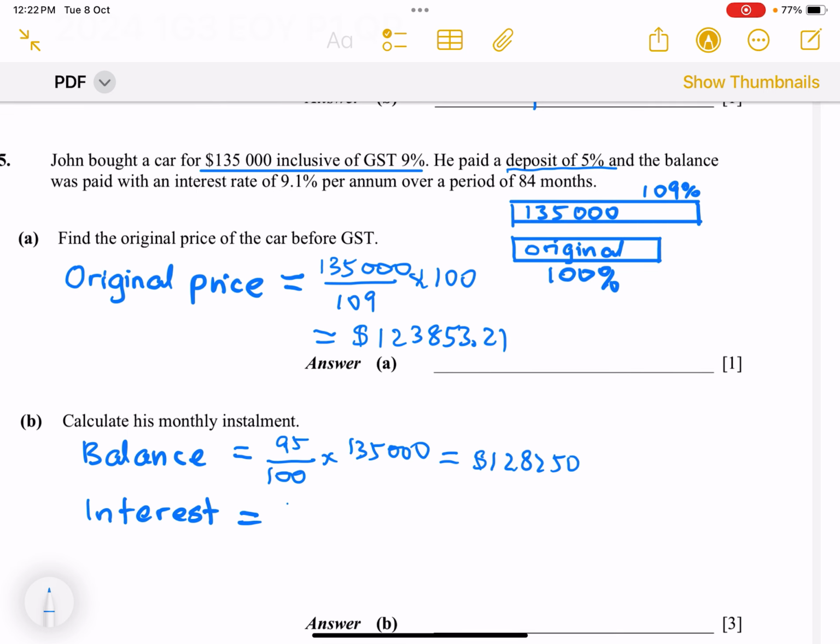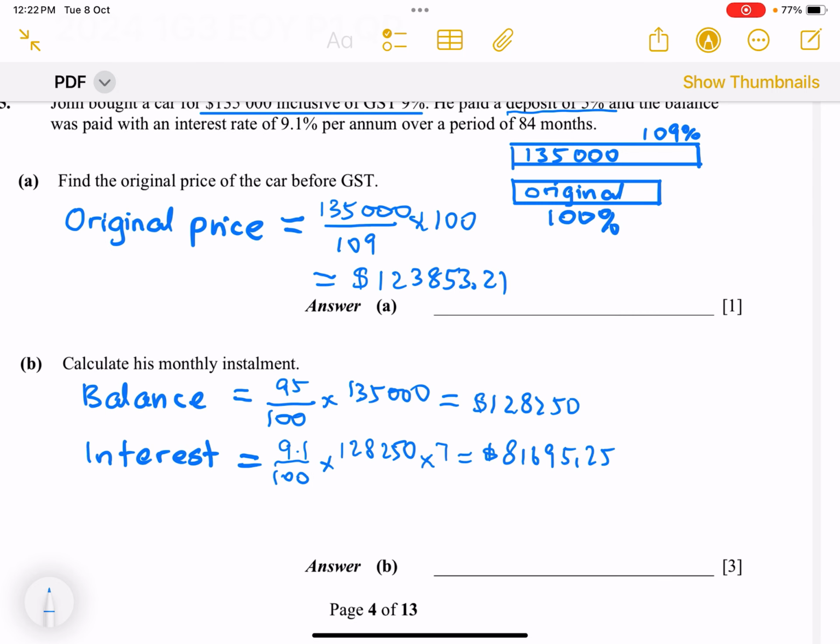also be wrong, and the interest is 9.1% of the balance. And since he has borrowed for 84 months, which is 7 years, so we multiply by 7. And this gives us 81,695.25. So now that we have the balance and the interest, then we can calculate the monthly installment.